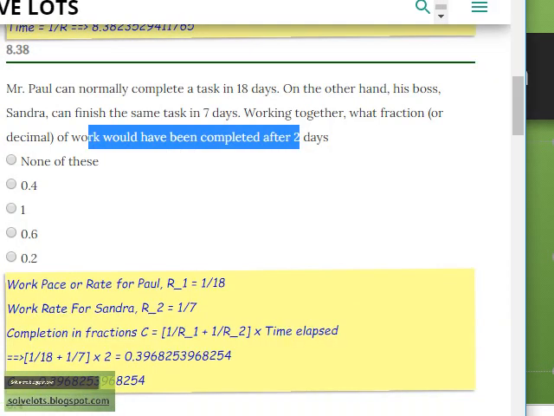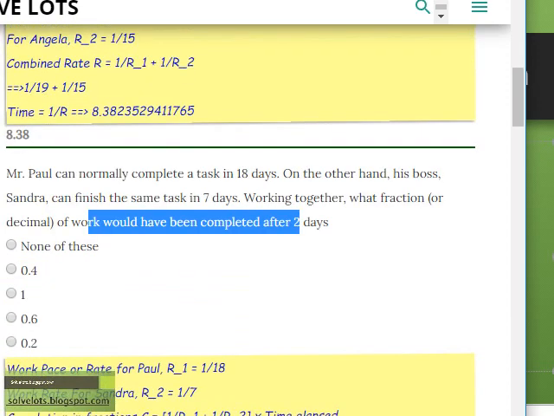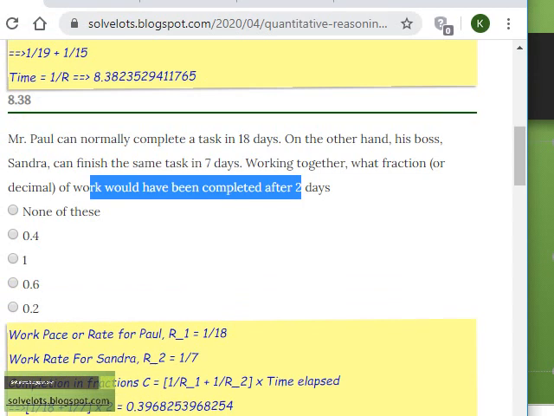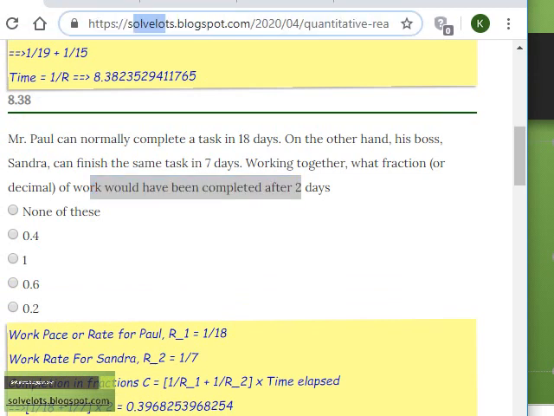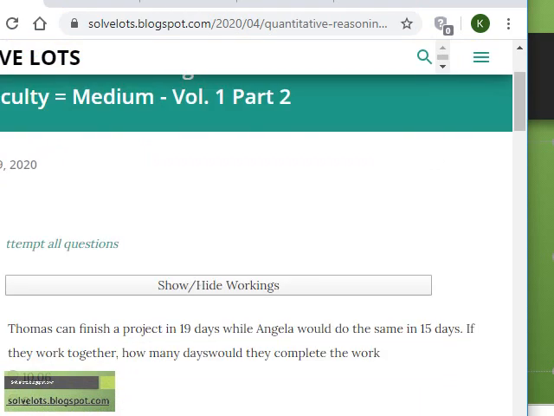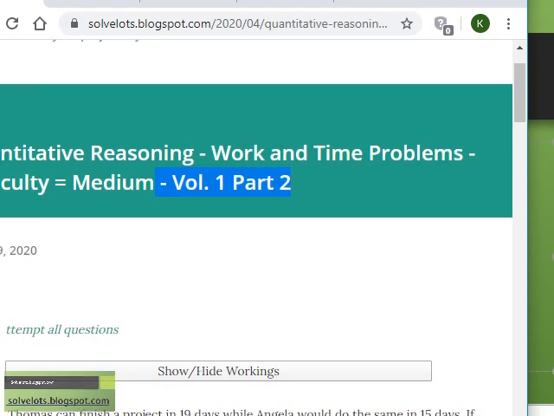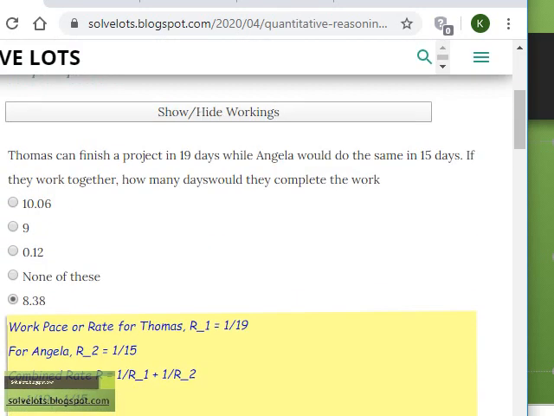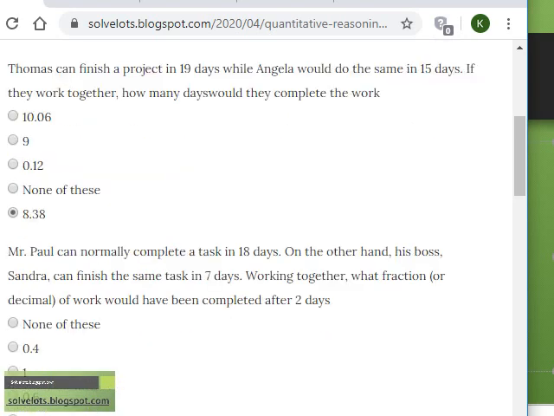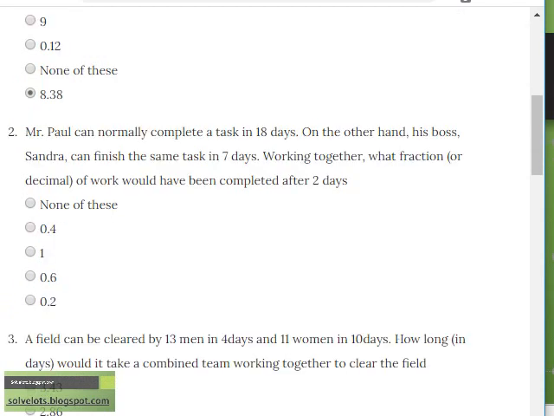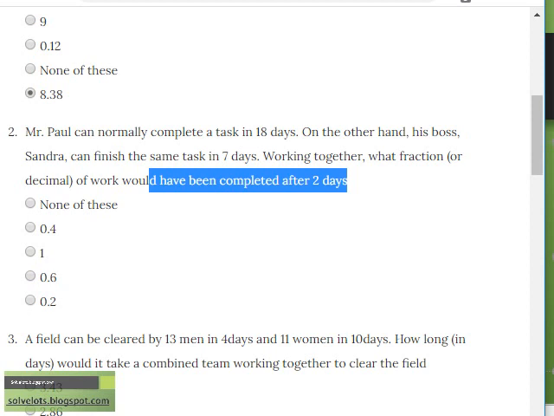Look at the question again. You can go to the website again. The website is sublots.blogspot.com. We see this is an exercise, quantitative reasoning, work and time problems, volume 1 part 2. So let me hide the workings for now. Just click that button, you hide the workings. Okay, so 18 days, 7 days, working together, what fraction of work will be completed after 2 days?